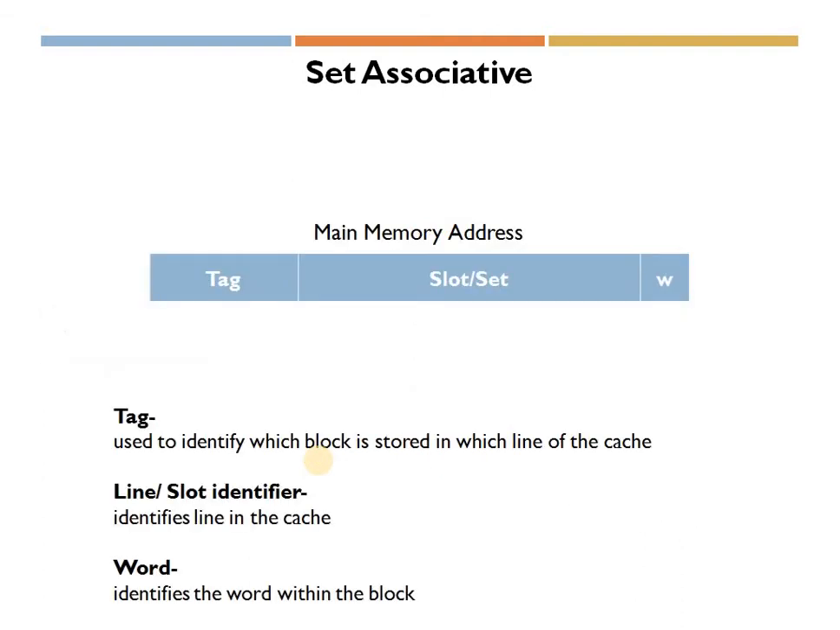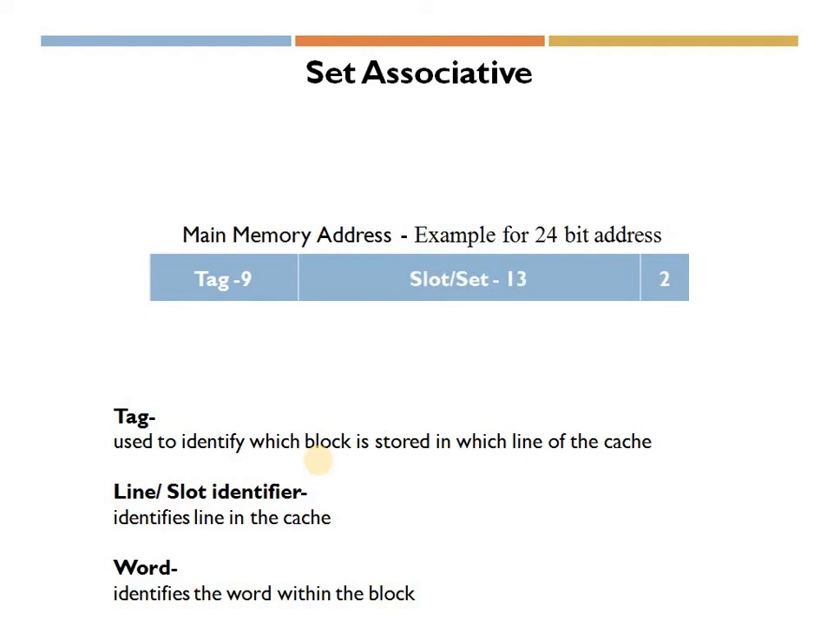The memory address of this is going to have tag, slot or set, and then W. The tag is going to identify which block is stored, the slot is going to tell me the line in the cache, whereas W is going to tell me the word within that particular block. If I represent this with a 24-bit address example, the tag is going to occupy 9 bits, the slot is going to be 13 bits, whereas the word is going to occupy 2 bits.